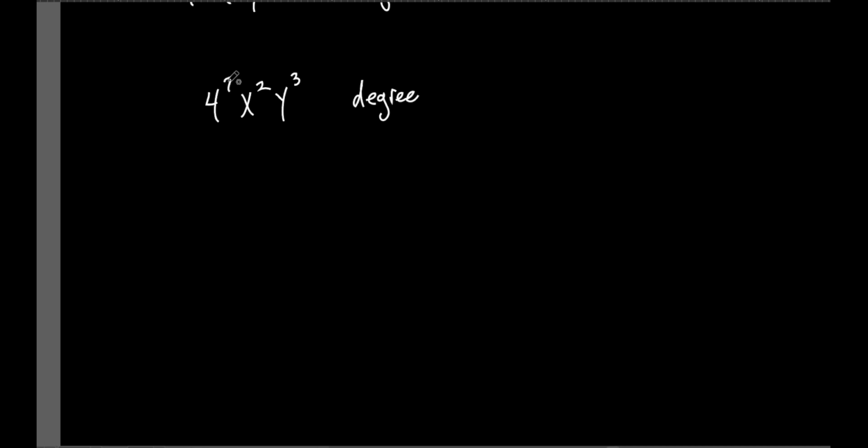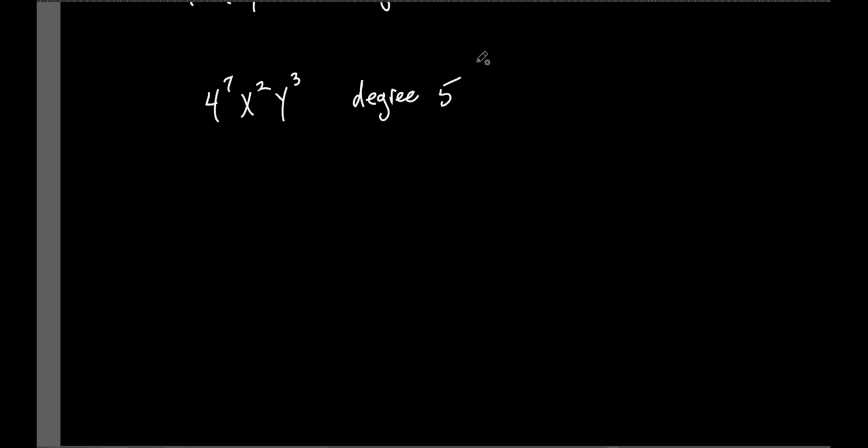Why don't I care about that 7? Because it's the exponent on a number, not the exponent on a variable, okay? So these are exponents on variables. I just add them up. 2 and 3 is 5, and the degree is 5. It's as simple as that, okay?